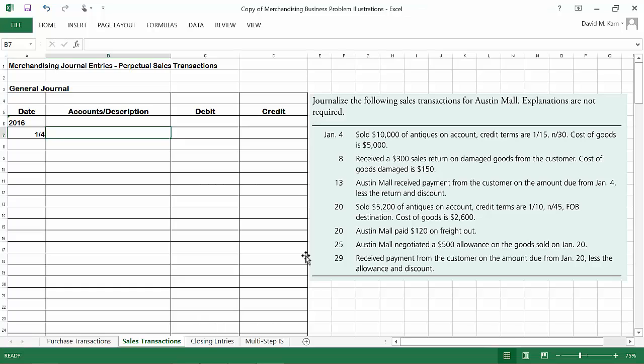Okay, recall back to the lecture video that, again, anytime we have a sale, we have two journal entries to record. We have to record the sale, and then we have to record the reduction of inventory and increase of our expense because we sold the items. So always record the sale first. In this case, we sold these antiques on account, so we are owed the money, so it would be a debit to accounts receivable for $10,000, and we would credit our sales revenue for the same amount. Now that records our sale.